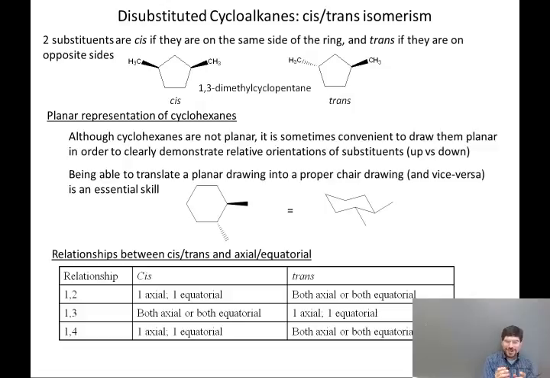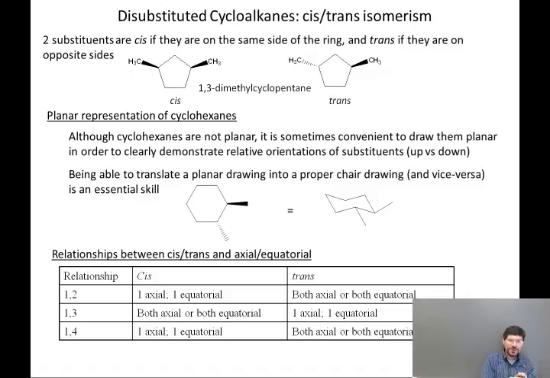Now, what about 1,3? If you have a cis 1,3 where both of these substituents are pointing up, they can both be axial or both be equatorial. Once again, the molecule is going to do a ring flip and adopt the conformation where both of them are equatorial. Trans 1,3, where one is up and one is down, you're going to have one equatorial and one axial.